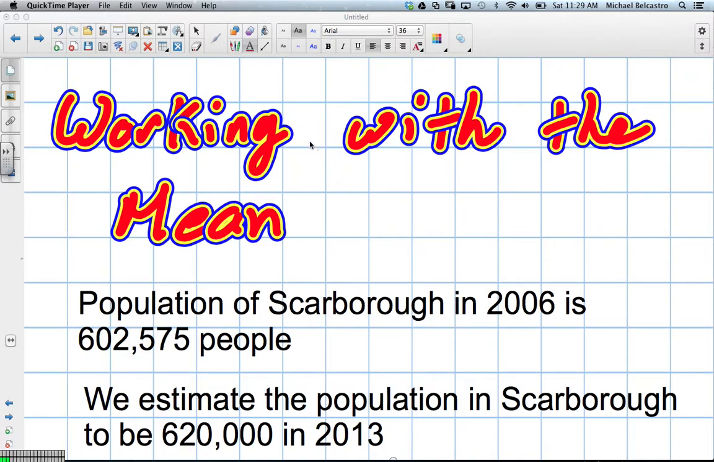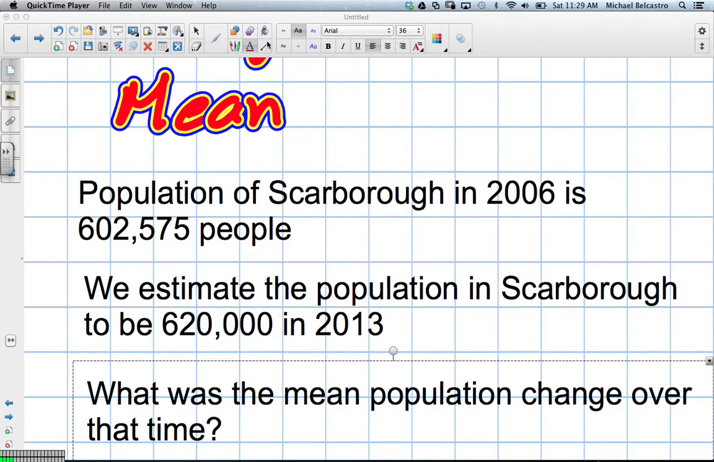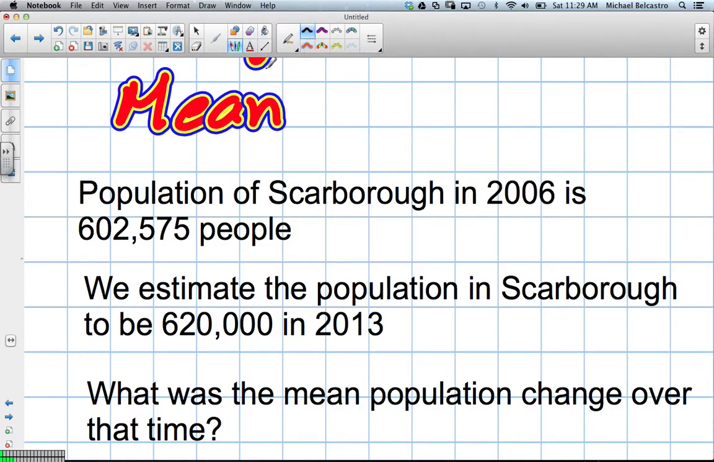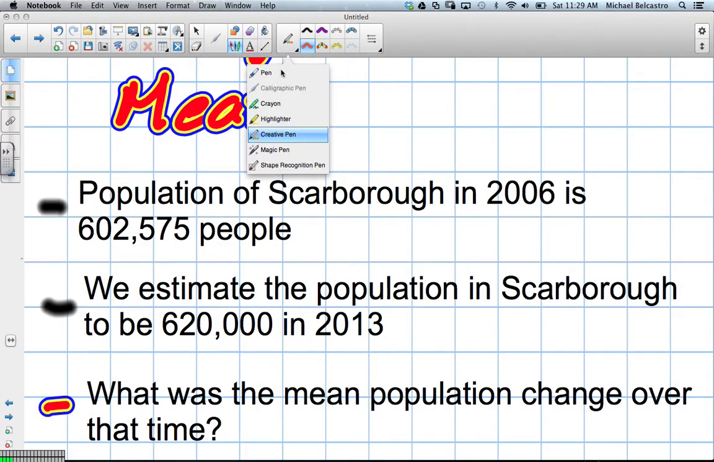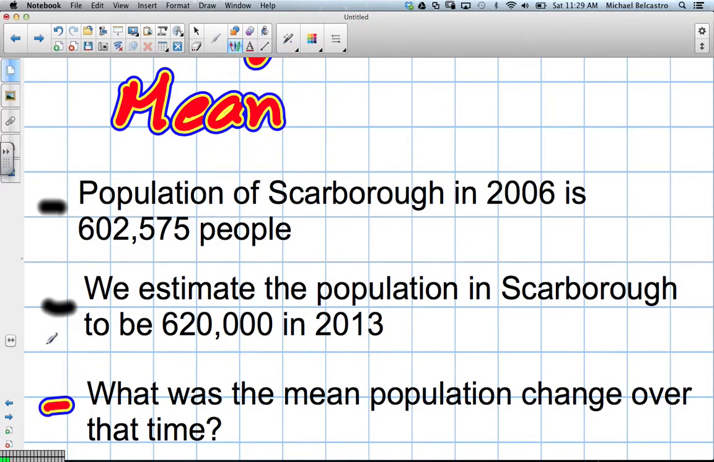Okay, so we're going to work with the mean. And we have two facts and a question. So here's our fact number one, fact number two, and then here's the question. The first one's a fact, the second one's an estimate.